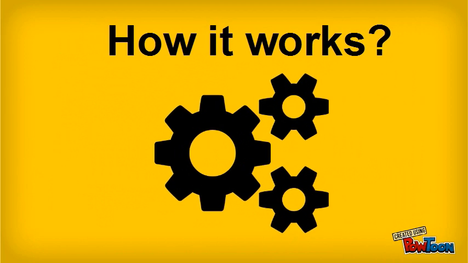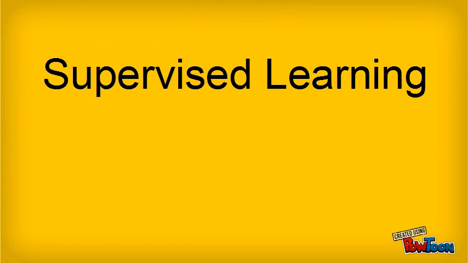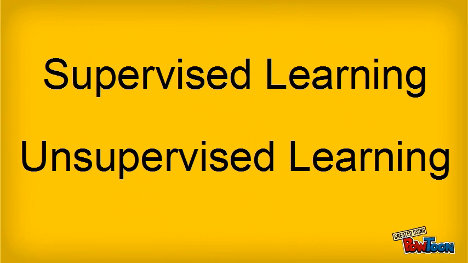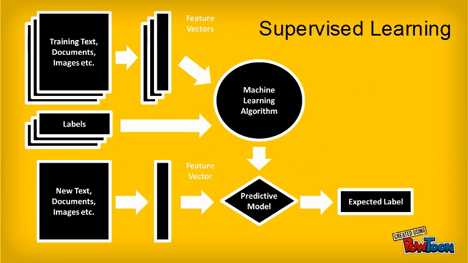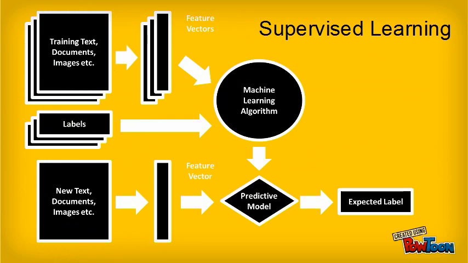Now we'll look at how it works. So there are two main types of machine learning. Supervised learning, which deals with predicting class labels from attributes, so identifying something, and unsupervised learning, which tries to discover structure in data through clustering, similar to data mining. Looking specifically at how supervised learning works, we provide the machine with training data, and from this it will extract the defining criteria known as feature vectors. We provide labels to the machine also, and with this information, the machine learning algorithm is made. When we provide the machine with new data, it can determine the feature vector, and using a predictive model, it generates the expected label or classification.